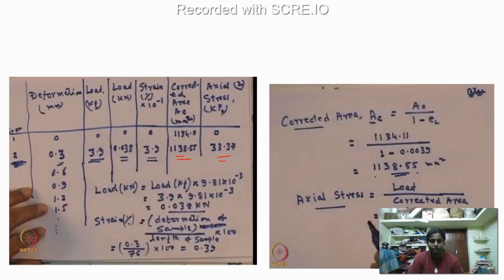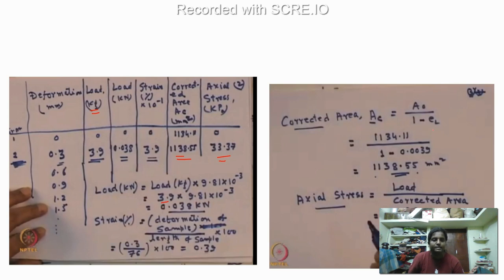So you can see a model calculation. 3.9 kilogram, for example, is a reading noted down, and you are converting it into newtons. This kilogram is after applying your proving ring. The proving ring gives you only the divisions, so you have to multiply with your ring constant. Then you note down the load. You are converting that into newton by multiplying with 9.81. Your strain percentage is 0.3 by 76. I told you this is a movement, so delta h by l, delta l by l, will give you the strain percentage.